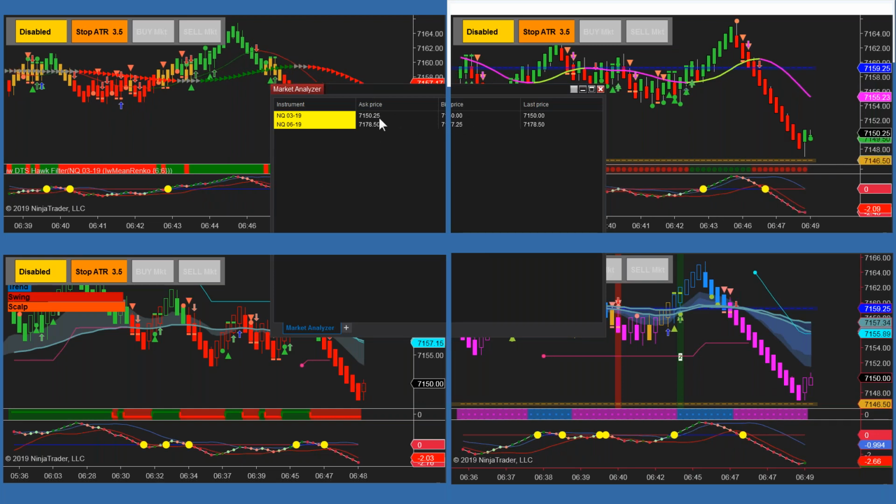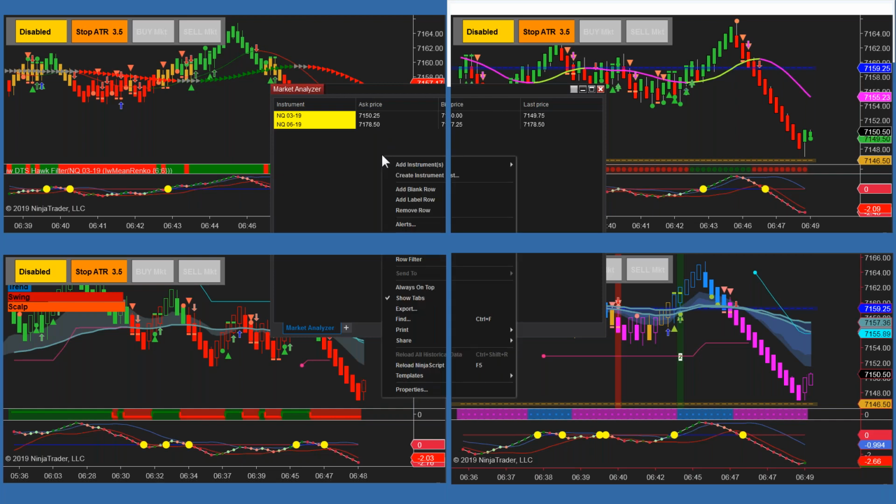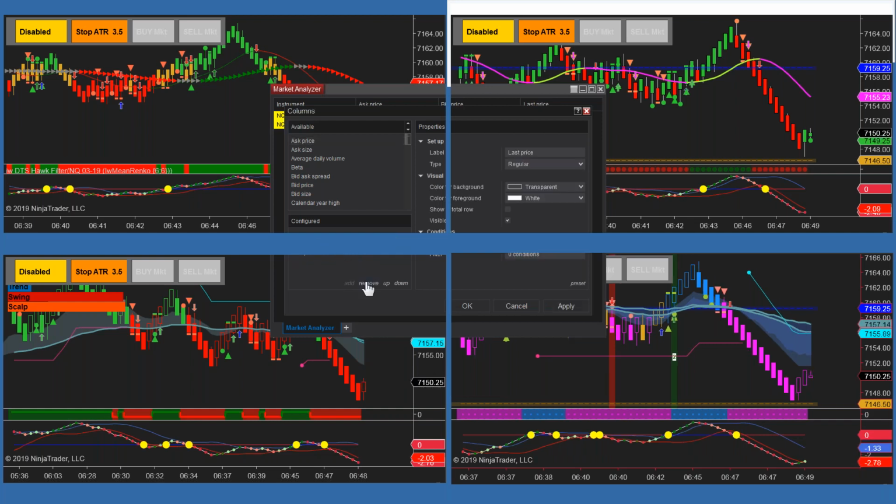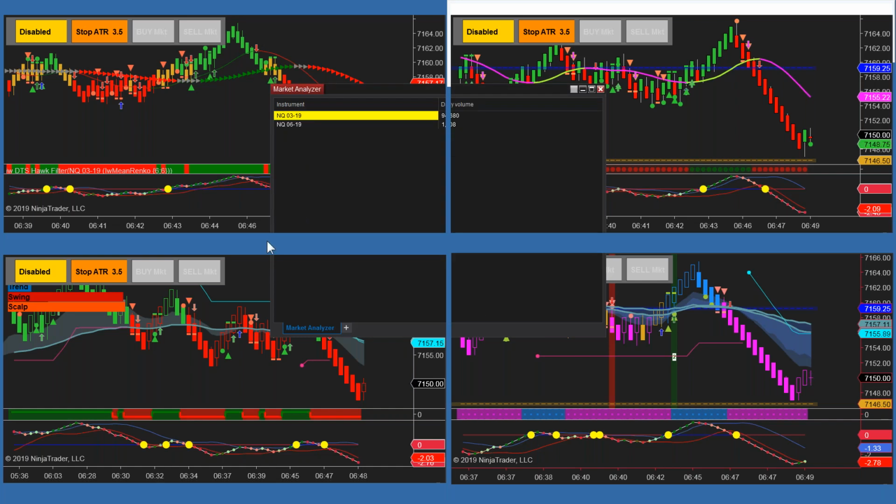Okay, so I don't really care to compare the prices. What I want to do is edit the columns. So I right click, go down to columns, and I'm going to get rid of the ask, the bid, and the last price. And what I want to do is compare volume, daily volume. Is that the only volume? Yeah, average volume, no, daily volume. Okay. Apply that. There we go.